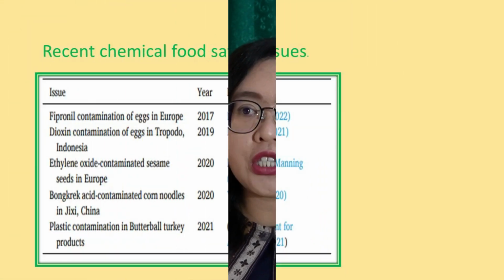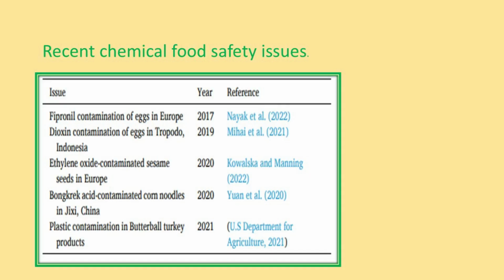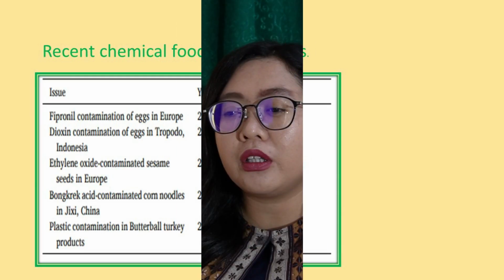And what are the reasons that chemical food safety issues are something many researchers think are recently very concerning? The issues are the fipronil contamination of eggs in Europe, and also the dioxin contamination of eggs in Tropodo, Indonesia. That's one in my country. Also ethylene oxide contaminated sesame seeds in Europe, boric acid contaminated corn noodles in Tennessee in China, and also plastic contamination in Butterball turkey products.